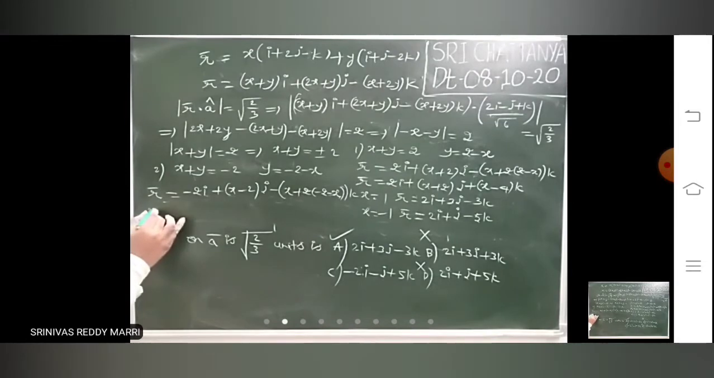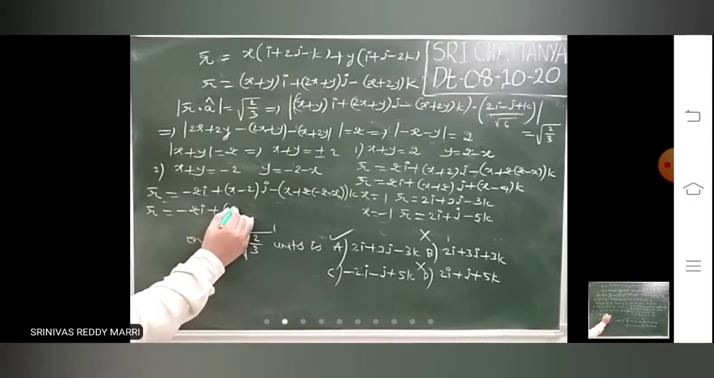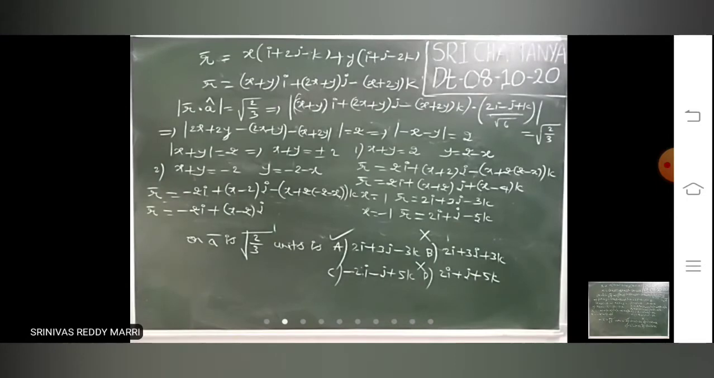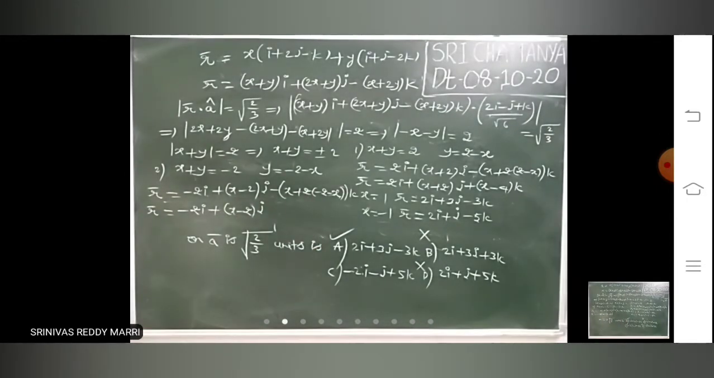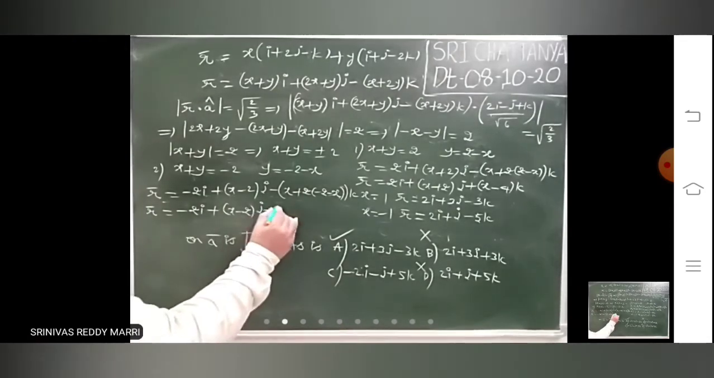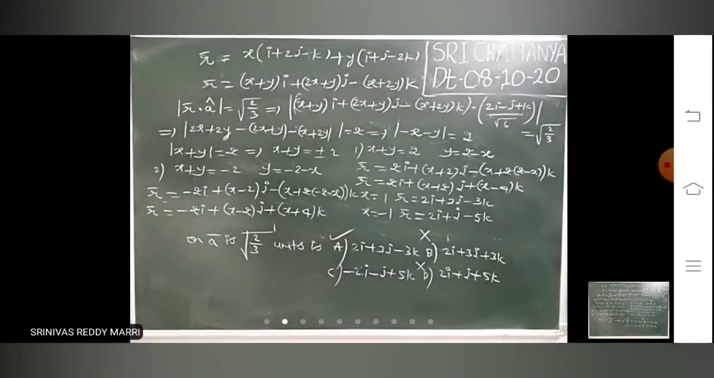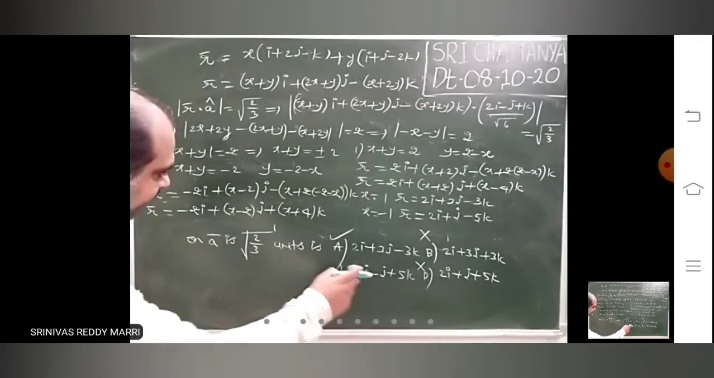Right? So therefore in this case r bar is what? Minus 2i plus x minus 2j. What you will get here? So x minus 2x. X minus 2x means minus x minus 4. That means x plus 4k. So now look at this. Minus 2i you got. Look at this one. Minus 2i is there here. Next minus 1 is there.